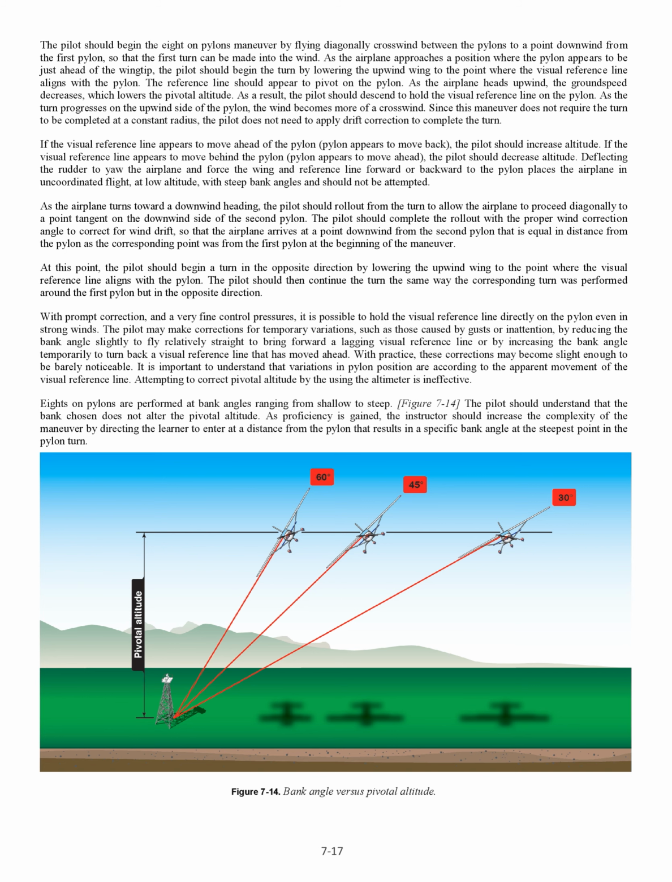As the turn progresses on the upwind side of the pylon, the wind becomes more of a crosswind. Since this maneuver does not require the turn to be completed at a constant radius, the pilot does not need to apply drift correction to complete the turn.